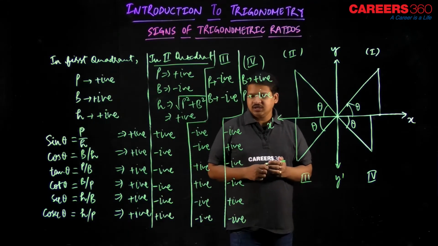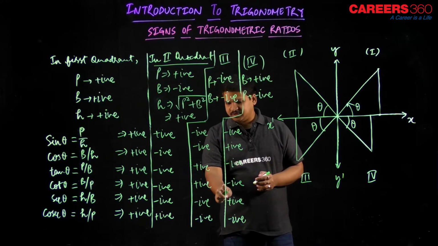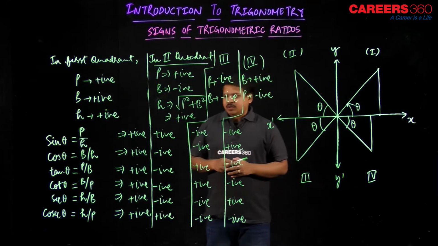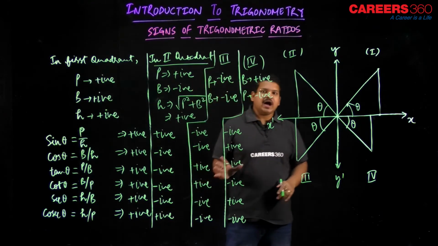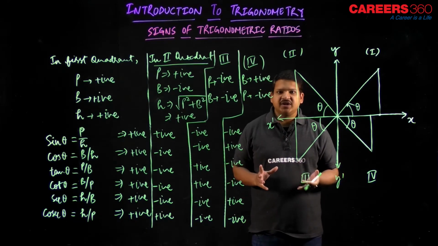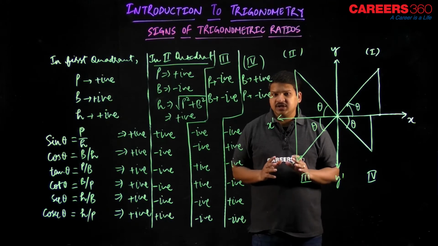I hope it is making sense to you. See, this will be perpendicular and then perpendicular and then perpendicular and then perpendicular, right? So I have defined the signs of my trigonometric ratios in all of these four quadrants. I hope it is clear to you.